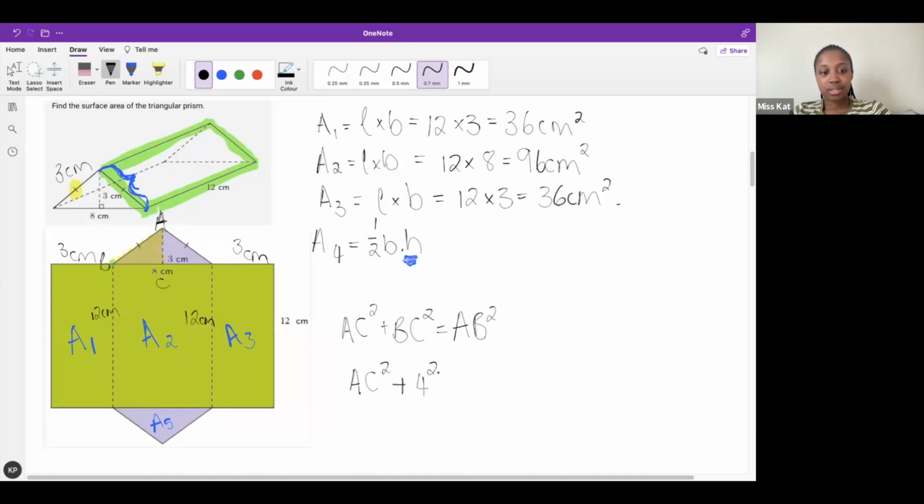Plus 4 squared equals 3 squared. That doesn't make sense. Wait. Something's not right. Hypotenuse cannot be smaller than one of the other sides. Do we see that? Am I the only one who saw that? No? Hypotenuse cannot be shorter than the other two sides.